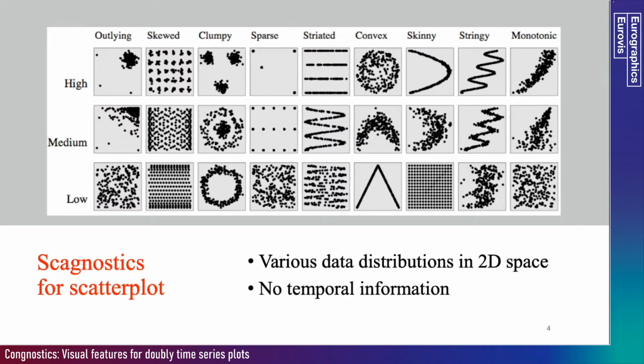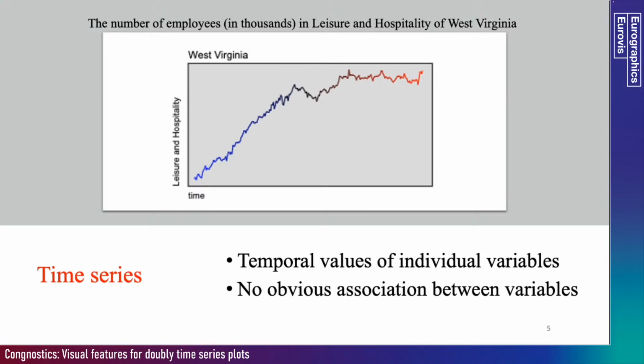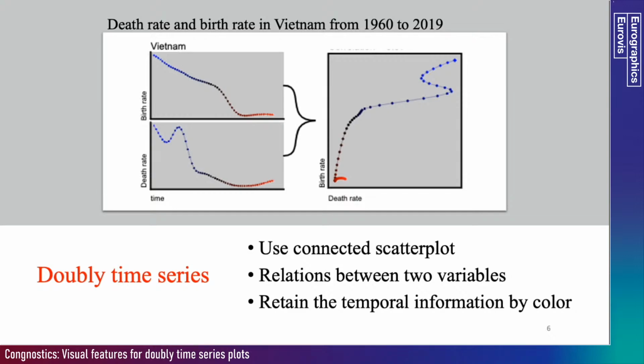As we know, scatterplots can display the 2D distribution of data so that we can gain some relation between pairs of variables in the data set. Scagnostics is a set of visual features that allow us to automatically extract scatterplots of interest. However, there is no temporal information in the scatterplot. In contrast, time series can describe the temporal values of individual variables, but cannot provide obvious association between variables. In this paper, we propose the use of connected scatterplots that keep the strength of scatterplots and still retain the temporal information by color. We call this type of plot the doubly time series.